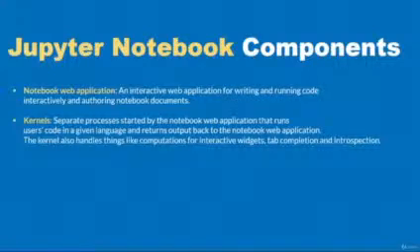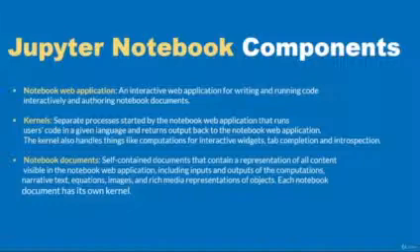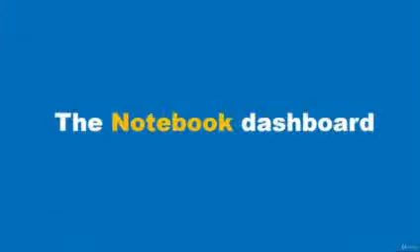The third component is called the Notebook document. The Notebook document is basically a self-contained document that contains a representation of all the content that is visible inside the Notebook web application. This includes the inputs you have and also the outputs which are produced from the kernel. It also includes narrative text, equations, images. It can also include videos, rich media representation of objects, and each of the Notebook documents has its own kernel. So there's a kernel for Python. There's a kernel for other programming languages as well.